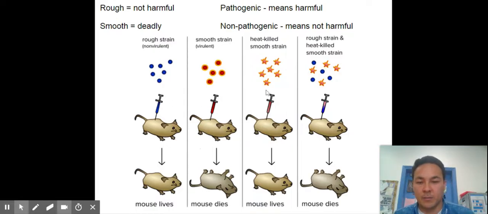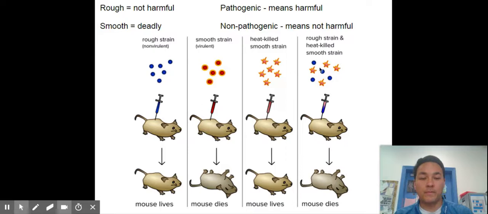Just like if you go out into a wadi and drink some water, if you heat it up first, you're less likely to get sick, because when you heat up or boil the water, it kills the stuff inside of it. So when he heated up the S strain, the smooth one, it didn't kill the mouse. But get this. If he heated up the S strain and put it with the original R strain, the R strain changed. It was transformed. It became deadly. It gained the properties of the smooth strain, and it then killed the mouse.